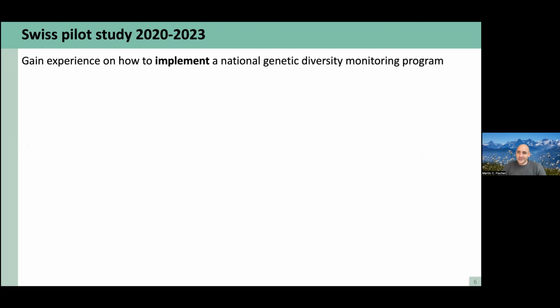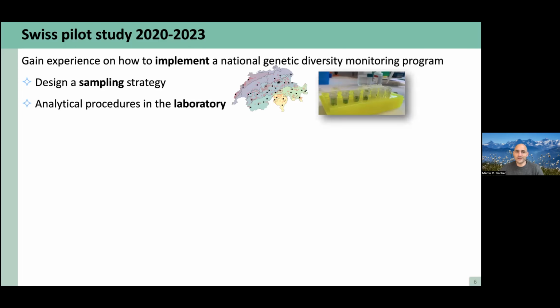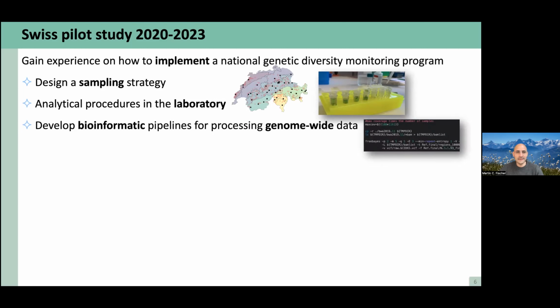And so, as already mentioned, starting with 50 species would really be very difficult. And so we first need to gain some experiences how we can implement such a monitoring on a national scale. So it would be about how do we sample all these different individuals and populations in Switzerland that we get good estimates of genetic diversity, and especially also unbiased estimates of genetic diversity, or as unbiased as possible. It's also about the analytical procedure in the lab. So how do we handle all these samples? How do we process them as efficiently as possible? It's about also developing the bioinformatic pipelines, so to be able to process efficiently the genome-wide data.